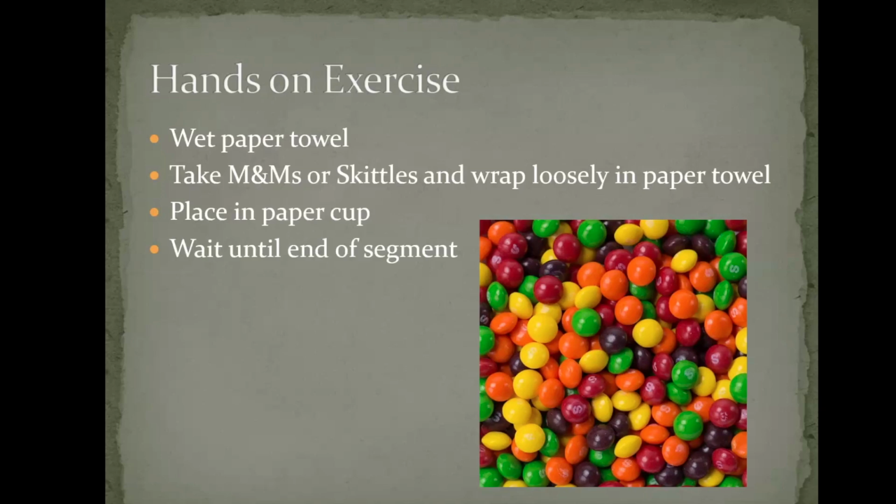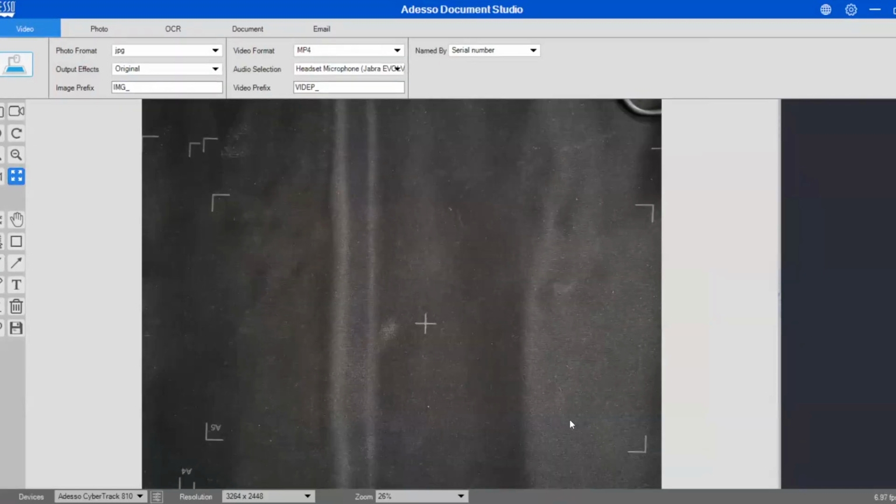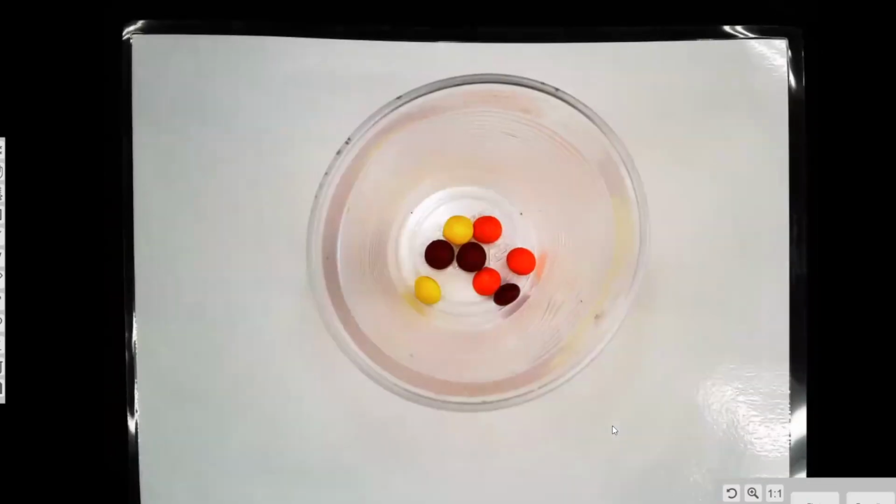So what I'm going to do is show you, I'm just going to skip over here real quick. Okay, so we're going to skip over here to the camera, and I'll show you. So I've got some Skittles. You can use M&Ms or Skittles. If you have some in the house and you have them handy, feel free to participate yourself if you like to. So what I'm going to do is take a paper towel, and I know you can't see it because it's off the screen a little bit.